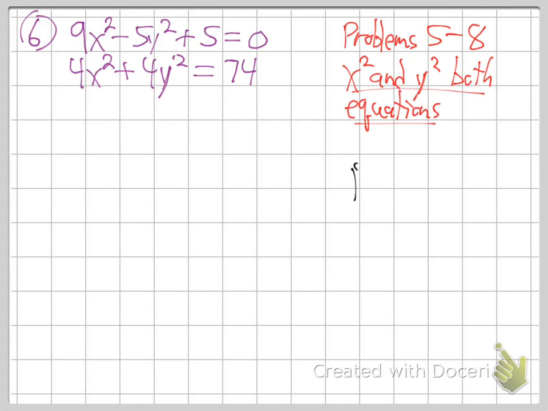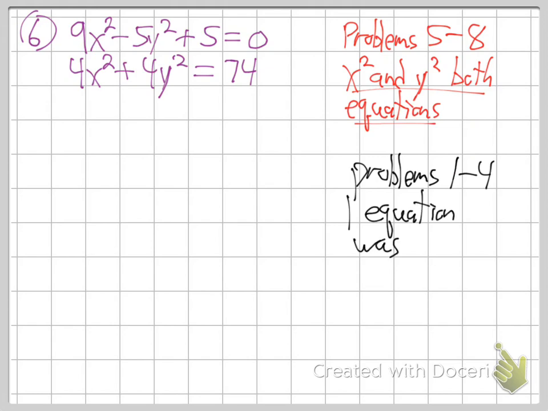What's different? In problems 1 through 4, one equation was x to the first and y to the first. So that's the difference. In problems 1 through 4, you always had one of the equations just being x to the first, y to the first, right? That was the easier one. We'd always start with that one, plug into the other one. But in 5 through 8, they're both squared.